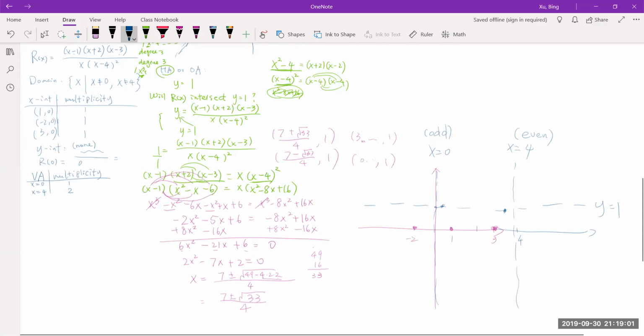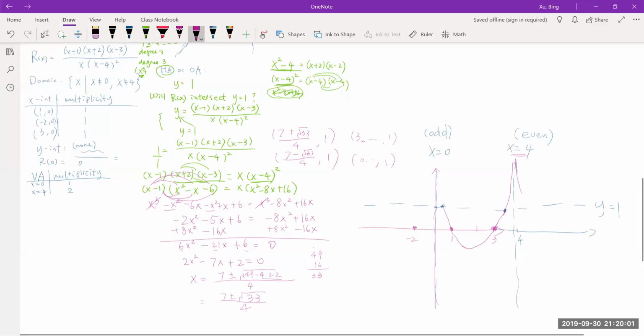Right now it's not very clear to me where I should start. Oh, it's pretty clear. First of all, I need to connect these two somehow. Since the multiplicity for all the x-intercepts is odd, the graph will cross on all of them. So my graph will cross on this point and it will go up. Since the multiplicity for x equals 4 is even, on the other side of this vertical asymptote it will go up also like this.